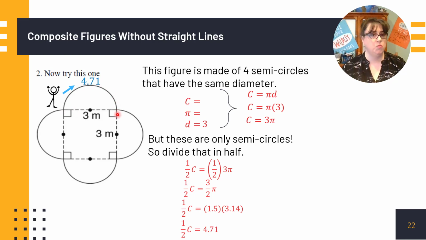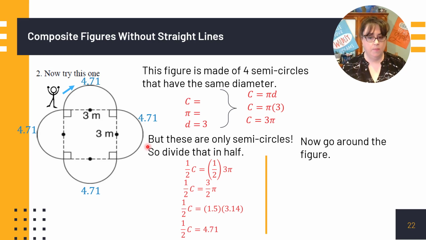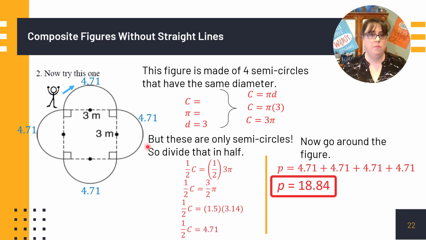To go around one curve is going to be 4.71. That's just one curve, but there are 4 of those. Each one of those is 4.71, and then we just add those up to go around the whole figure. I add those up and I get 18.84. So that's how we do that problem.